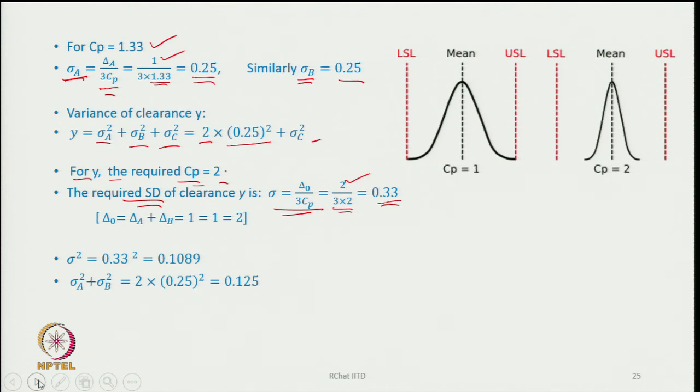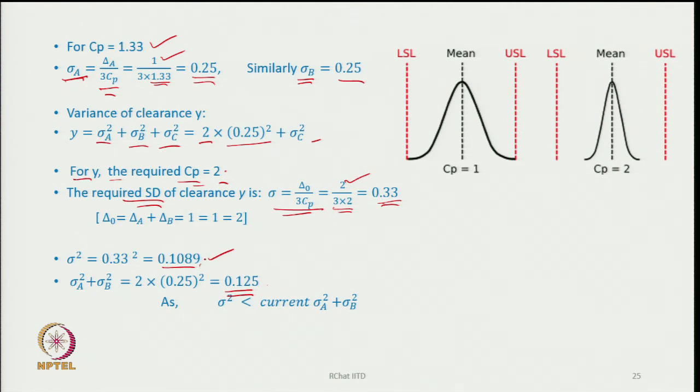Now, if sigma for the packet, that is C, is 0.33, how much is sigma square? 0.33 square, that is going to be 0.1089. Sigma square A and sigma square B, as already seen, is 2 into 0.25 whole squared, which will give you a figure 0.125. Now, therefore, what happens is that this sigma squared is not going to be sigma A square, sigma B square plus sigma C square.